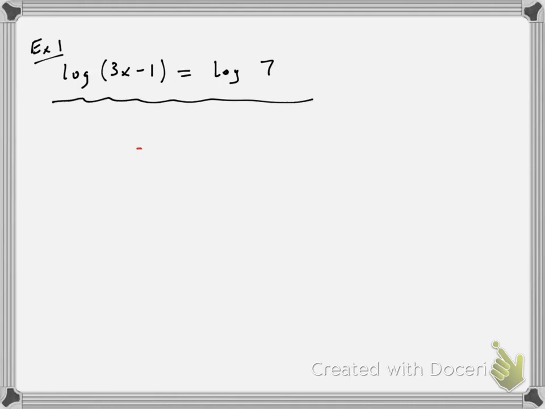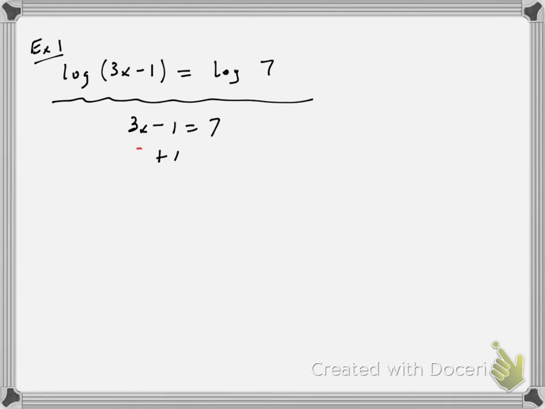So this example, let's go to a different color. This is of a single log equal to a single log. Let's do a very easy example. If I have log of 3x minus 1 with a base of 10, and that's equal to a log of 7 with a base of 10, then I don't need to do the first step. I could just do my logic step of setting these things equal.